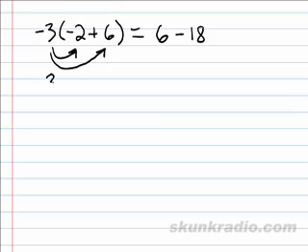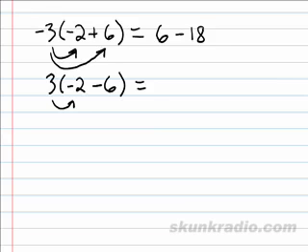Here's another one. 3 times a minus 2 minus 6. Positive 3 times a negative 2 is negative 6. And then positive 3 times a negative 6 is a negative 18.